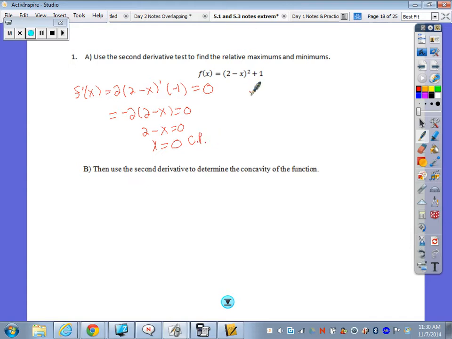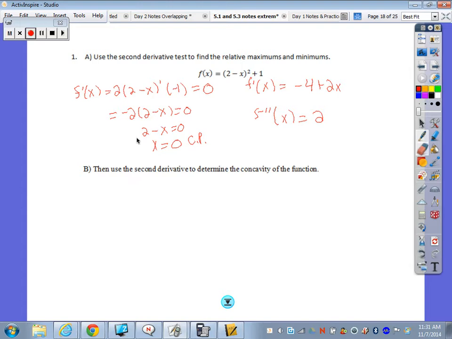Then we take the second derivative. So to take the second derivative, I'm going to rewrite the first derivative by distributing the -2 just to make it easier. And then if I take the second derivative, no matter what, I get a +2.